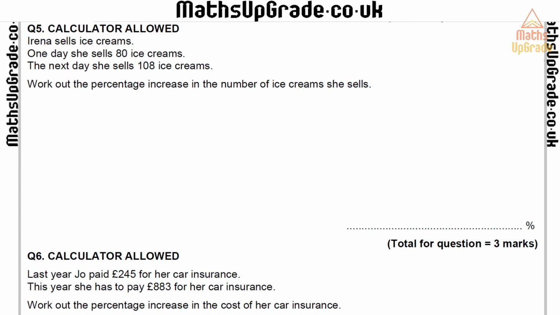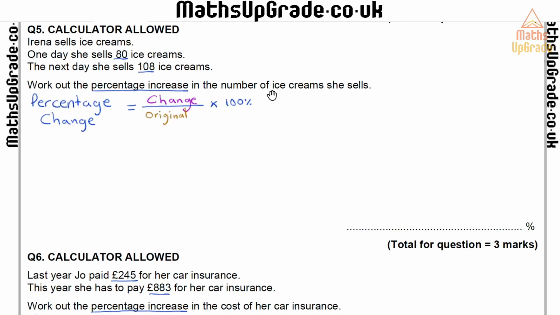So question 5. Irina sells ice creams. One day she sells 80 ice creams. The next day she sells 108 ice creams. We have to work out the percentage increase in the number of ice creams that she sells. So percentage change is just given by the actual change divided by the original amount, and then convert that into a percentage by multiplying by 100. So essentially I need to find the actual change, divide it by the original amount, which was 80, and then times it by 100%.